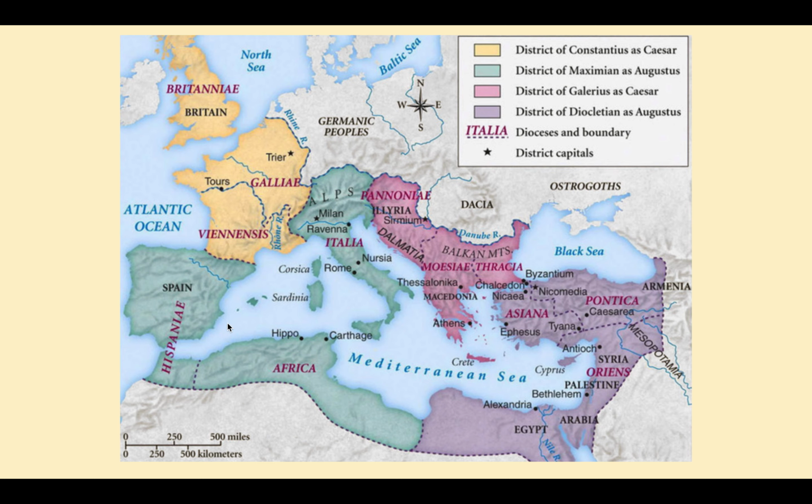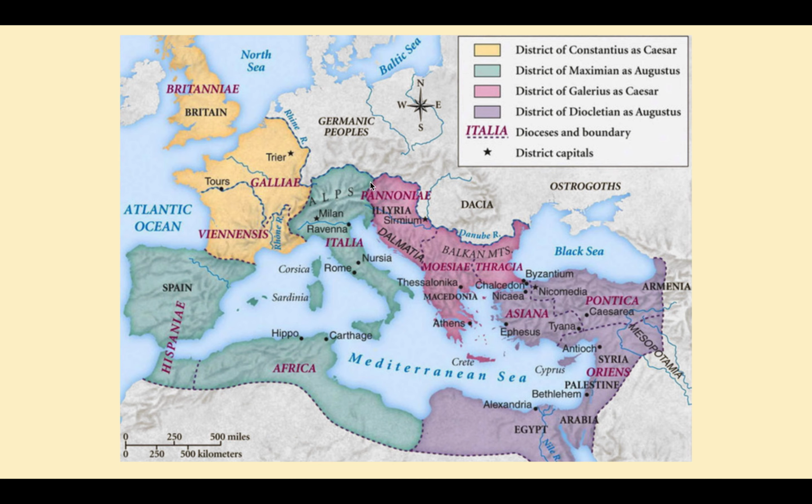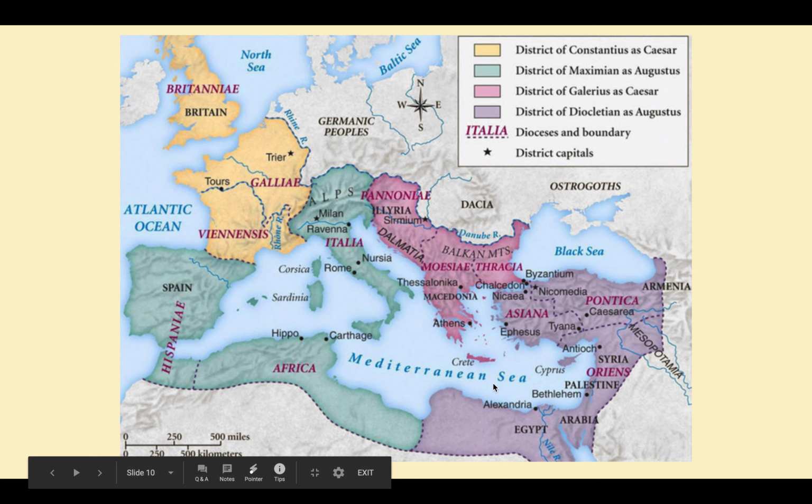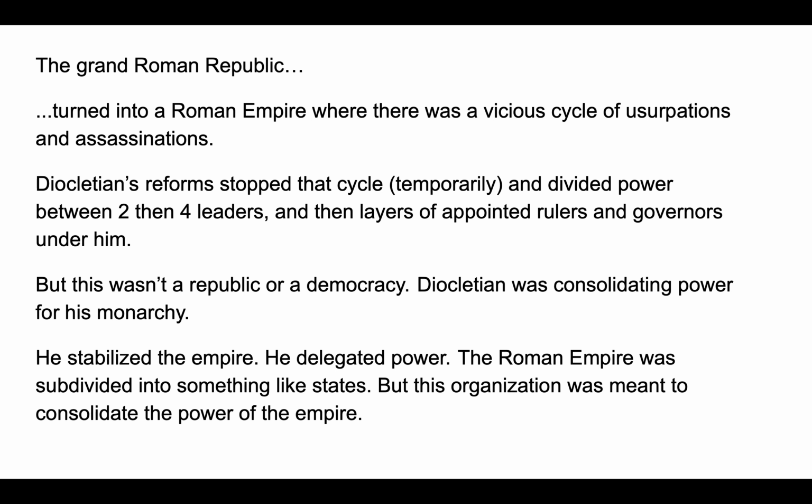Maximian had all of the green area, which was pretty close together, because the Mediterranean Sea is how they got across. And then in this pink part, Galerius had that. And the purple is where Diocletian was ruling. It says up here Augustus and Caesar. The Augustus was the higher ranking, and then the Caesar was the next down. But they were all 4 sharing power.